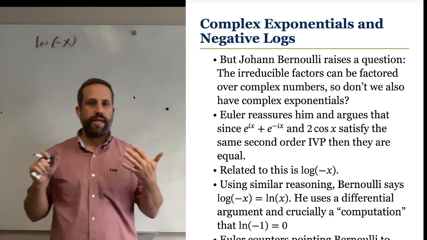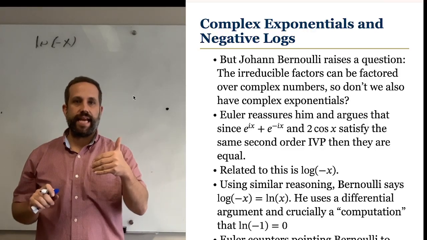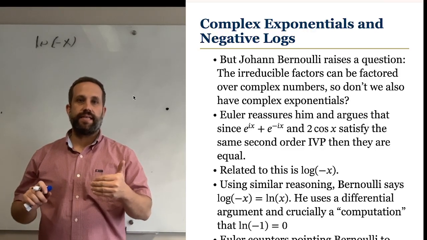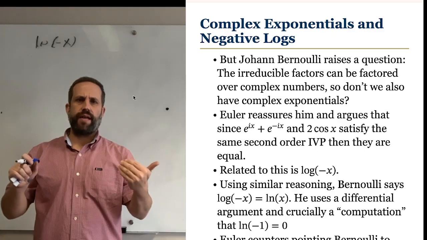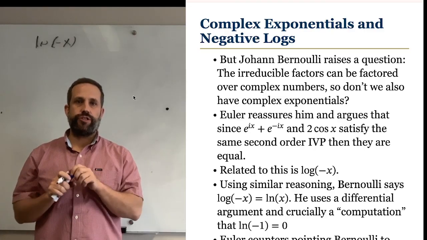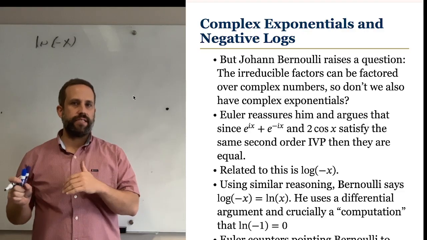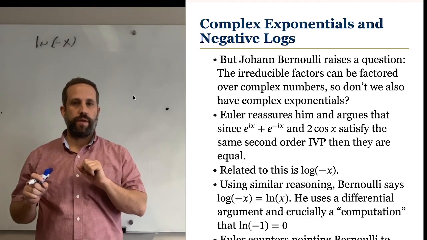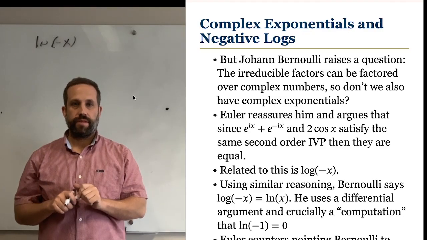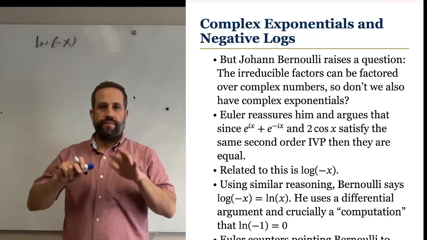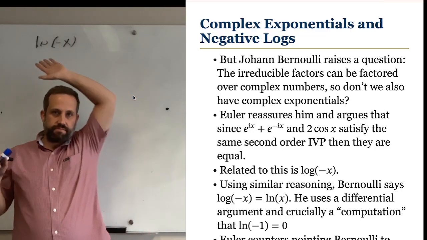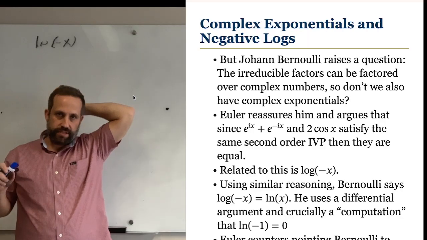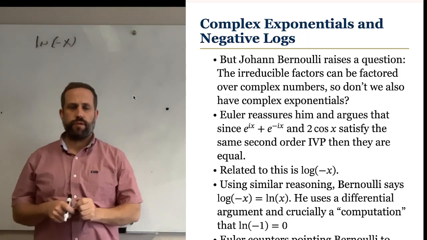Well, remember, natural log of x is the thing to which you raise e to get x. So natural log of minus x is going to be the thing to which you raise e to get minus x. But e raised to any real number is going to be a positive number. So there's no way, if you're dealing with real numbers, that the natural log of minus x makes sense. If you deal with complex numbers, of course, it makes sense.